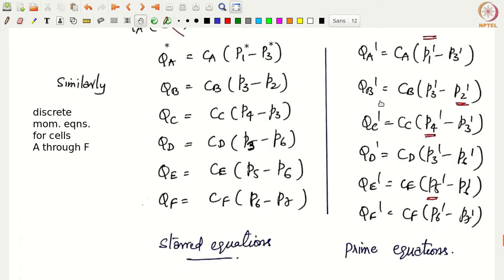Okay, so we got all the pressure correction prime equations. We don't have velocities now, but we have flow rates, right? Essentially Q is like our velocity. So we related the velocity corrections or flow rate corrections to pressure corrections.